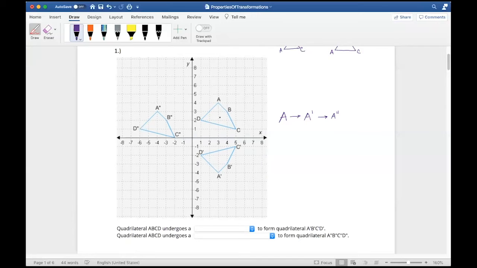How did we get from this quadrilateral to this quadrilateral? Well, I can see it looks like it's flipped and it's going over this x-axis here. Whoops, I'm not doing a very good job. All right, so it looks like it's a flip over the x-axis. So we can fill that out. It's a reflection across the x-axis.